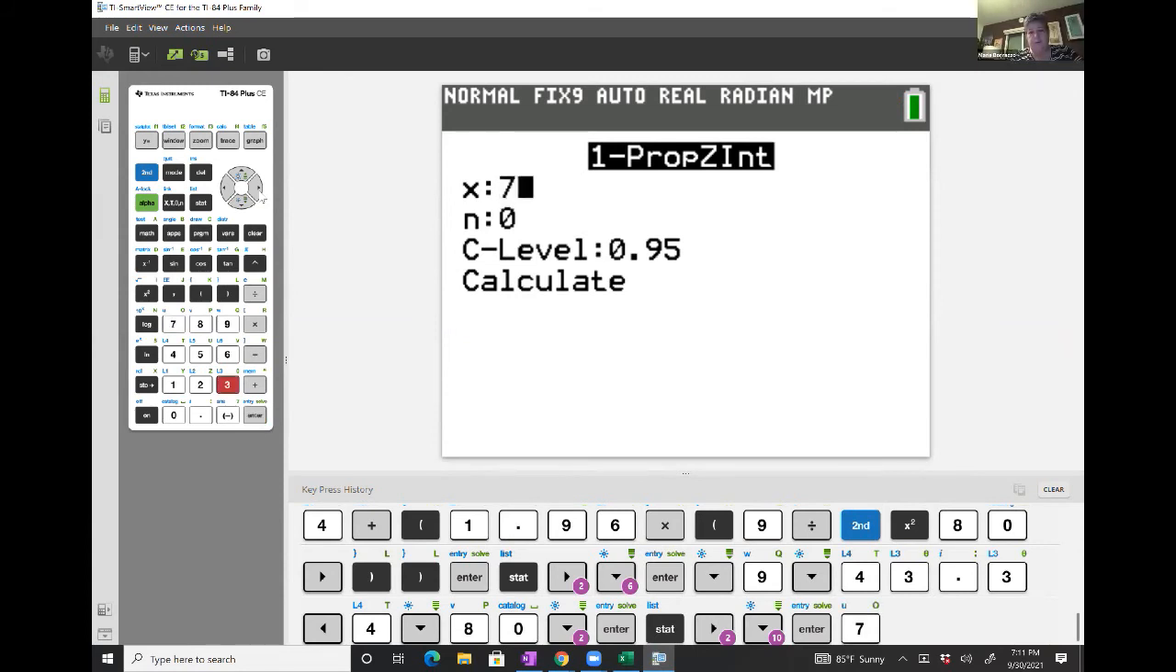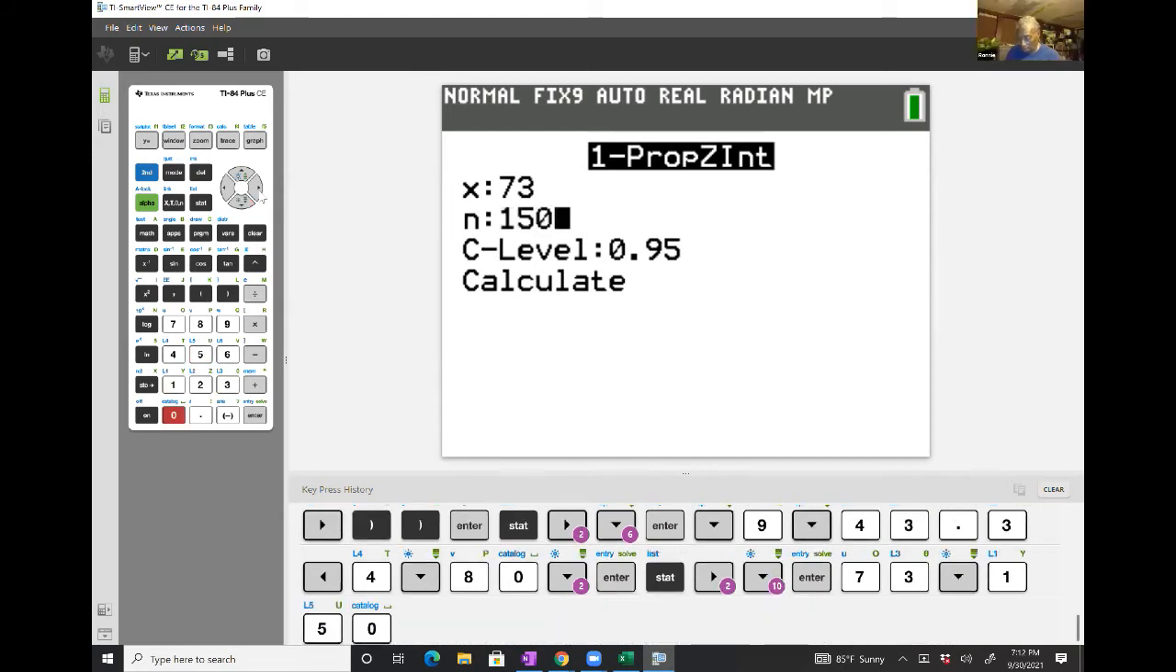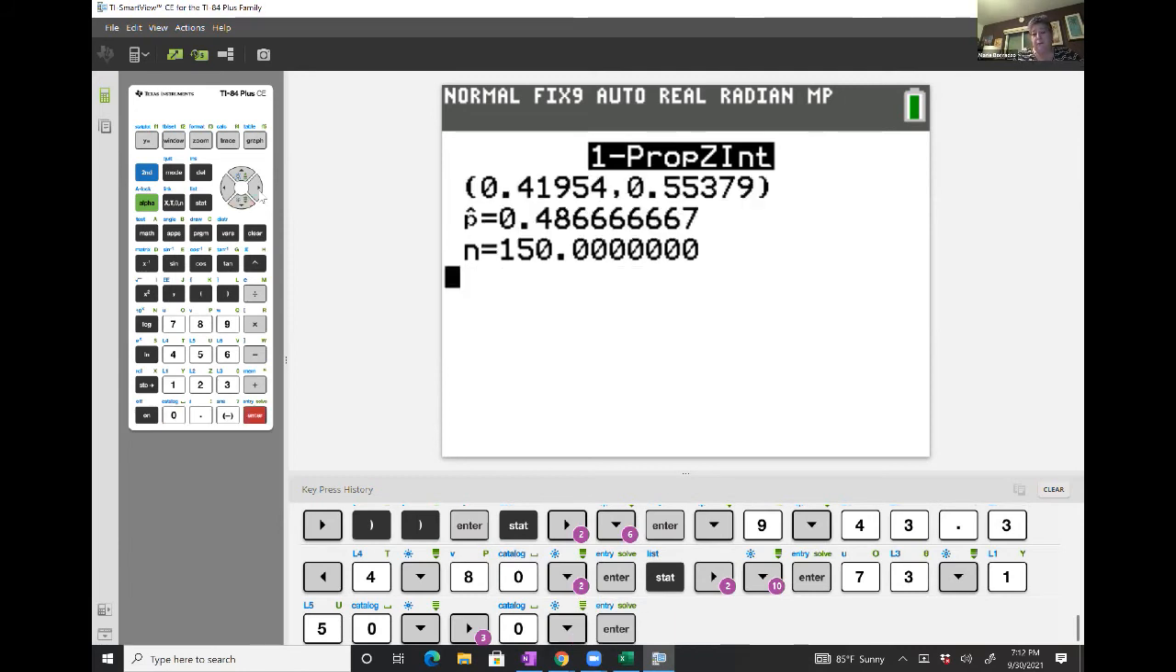So that's basically 73 over 150. And we want 90%, so I've got to change this to 0.90. That's it. That's all you have to do. Go down to Calculate, hit enter, and there's your answer. So I believe it was Ronnie who started dividing and got 0.41954, and the upper confidence limit is 0.55379.